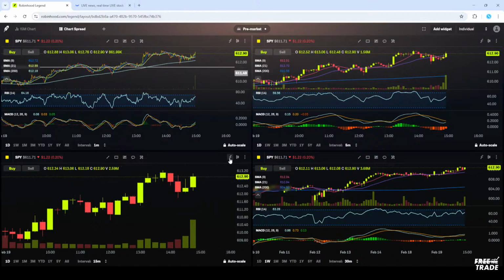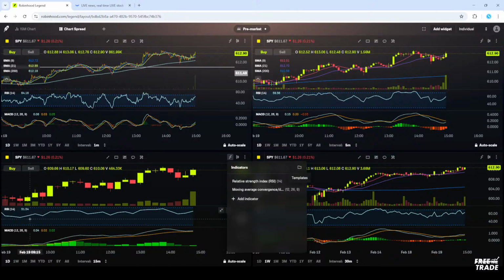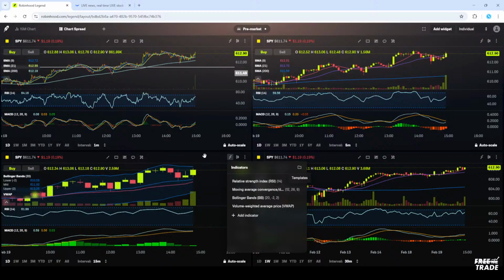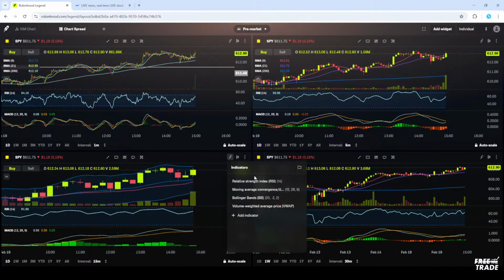But yeah, cool thing about Robinhood Legend is you can add a lot of indicators. You can save different types of indicators. I've got one saved for the blank chart. I've got one to start out with just the RSI 14 and the MACD 12, 26, and 9. I also have my standard one, which would be the SMA or the simple moving average lines. And then I have the Bollinger Bands, which is one that we don't use a ton. We use it a little bit, but it's good just to have it saved there. So yeah, that's a little bit about Robinhood Legend.